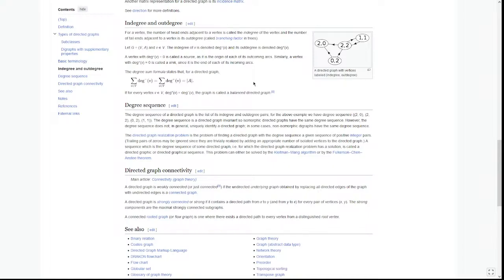A vertex with deg-(v) equal to zero is called a source, as it is the origin of each of its outcoming arcs. Similarly, a vertex with deg+(v) equal to zero is called a sink, since it is the end of each of its incoming arcs. The degree sum formula states that for a directed graph, if for every vertex v in V, deg+(v) equals deg-(v), the graph is called a balanced directed graph.